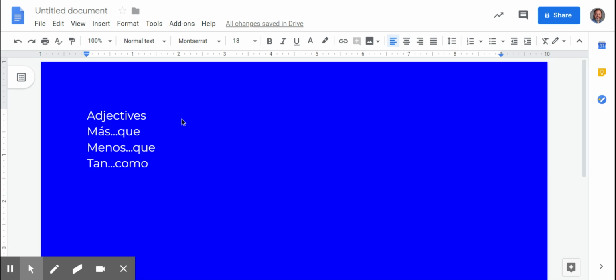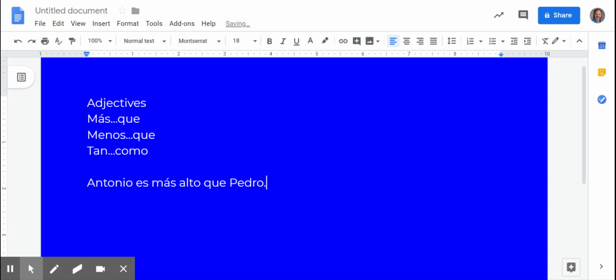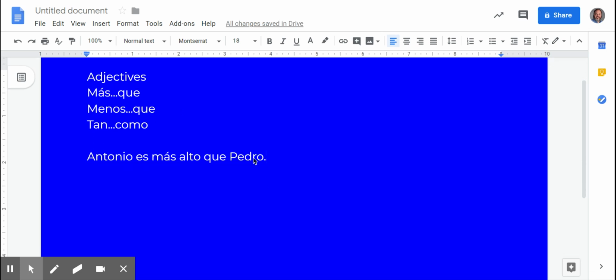So an example of this might be Antonio es más alto que Pedro. And basically what that means is Antonio is, it looks like we're saying more tall than, okay? But in English, we don't say that. So you make it sound correct when you translate it into English. So Antonio is taller than Pedro. You just don't put an ER on the end in Spanish. You put the más que.